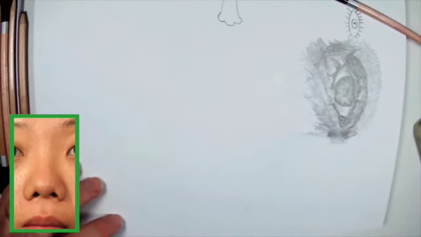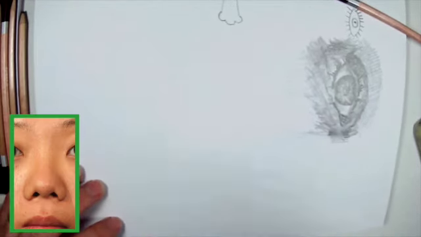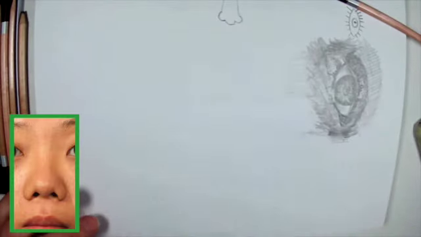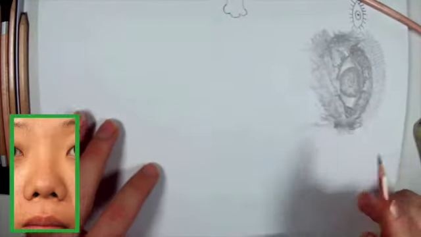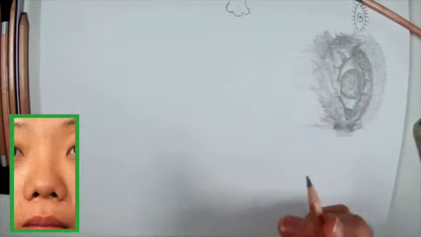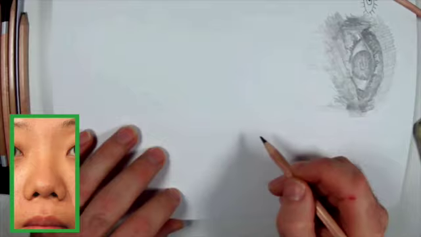So again, I have an image that I'm drawing from on my computer screen. I'm going to be loading that into the bottom corner so that you can follow along and get a sense of what I'm doing and what I'm referring to as I'm creating this particular drawing.